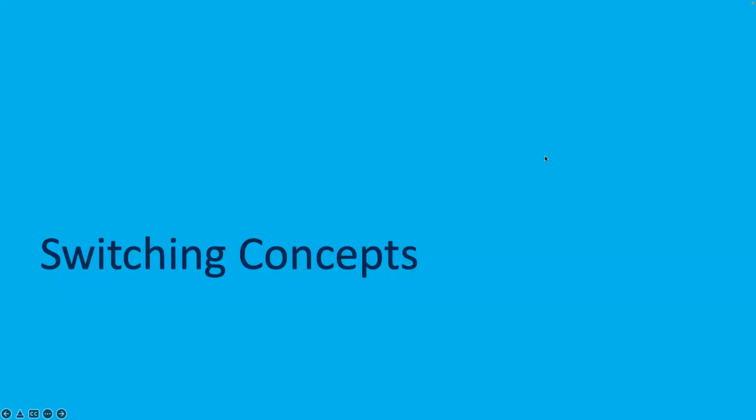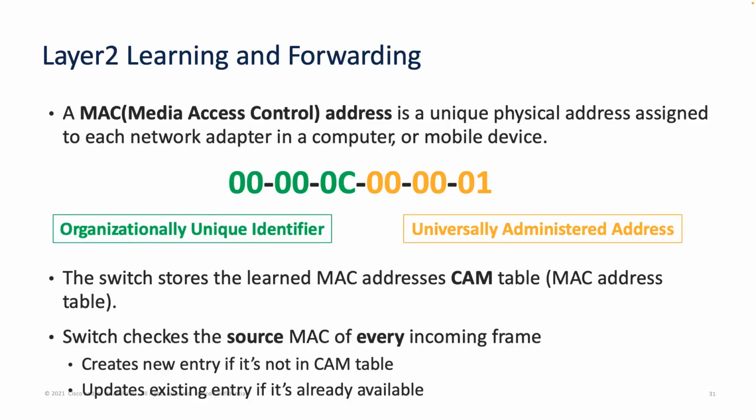Okay. So let's move to the second half and review some basic switching concepts together. The first topic is about layer 2 learning and forwarding. And the first term is the MAC address.